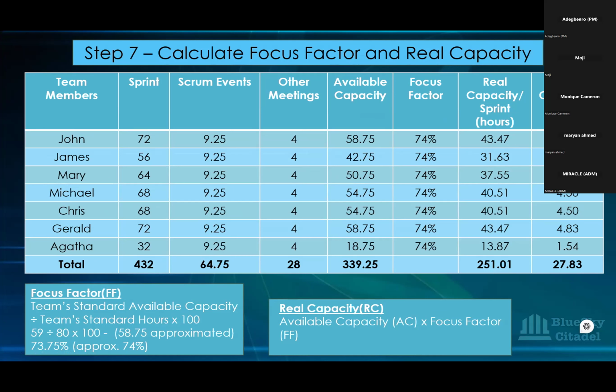You divide that by the 80 hours. The 80 hours is the default time, the standard time that they've been employed for. And then you multiply by 100. When you do that, what you will get is 73.75%, which is approximately 74. And you now have 74 here. So I know everybody is wondering, why 74 for everybody if we're using John's own figures to do the working?